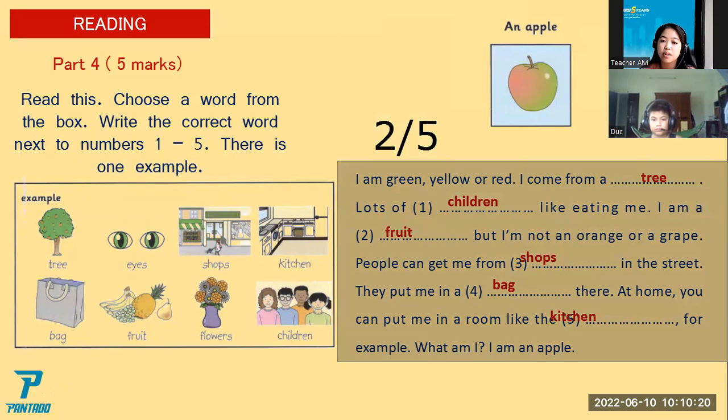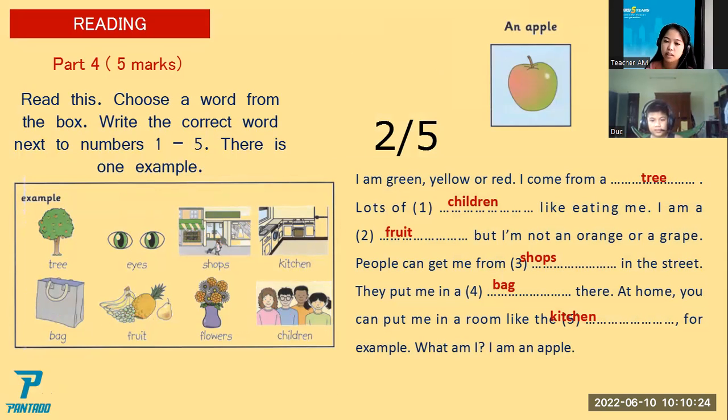Can you please read again together with the correct answer? I am green, yellow, or red. I come from a tree. Lot of children like eating me. I am a fruit, but I am not orange or a grape. People can eat me from shops. It's straight. They put me a bag there at home. You can put me in the room like the kitchen, for example. What am I? I am an apple.